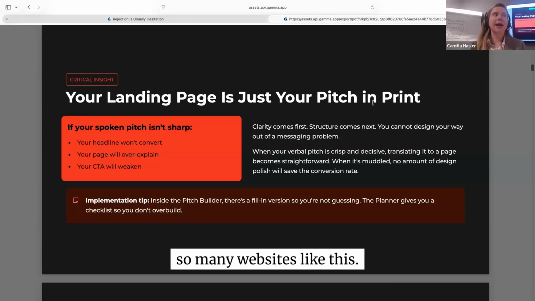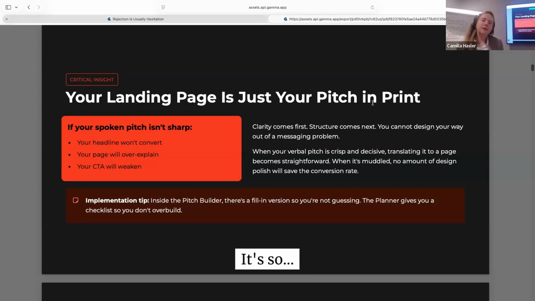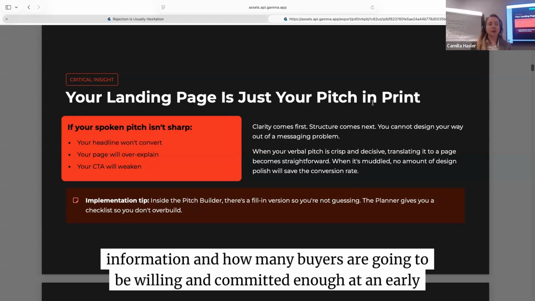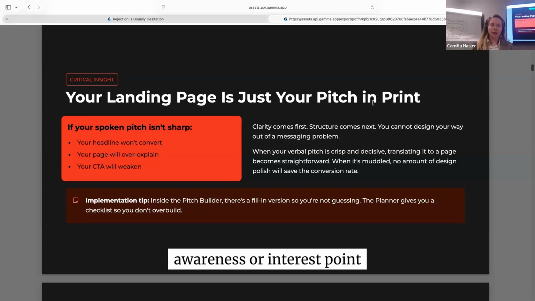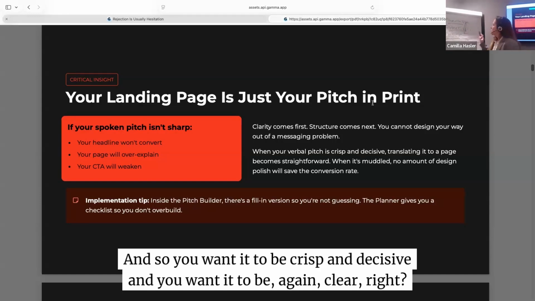And I've seen so many websites like this. It's so full of intelligent, brilliant information, it's actually quite difficult to differentiate and wade through all of it. And how many buyers are going to be willing and committed enough, at an early awareness or interest point, to really do this? This is what we have to remember as well. So your landing page and your website is your business pitch in print, and you want it to be crisp, decisive and clear.